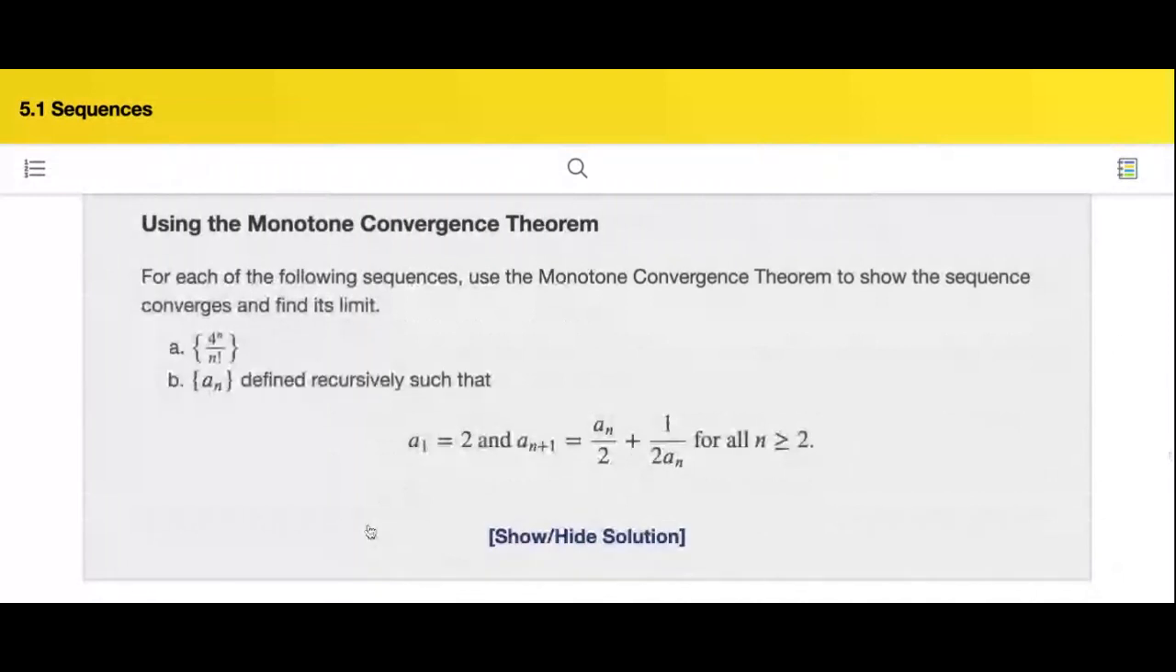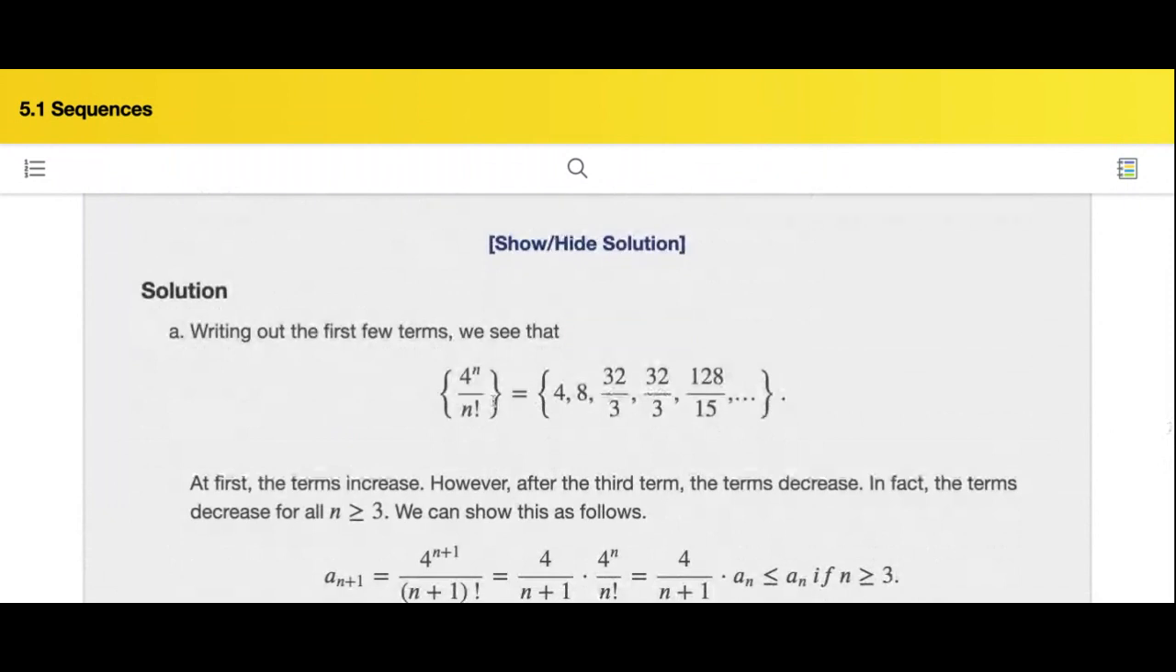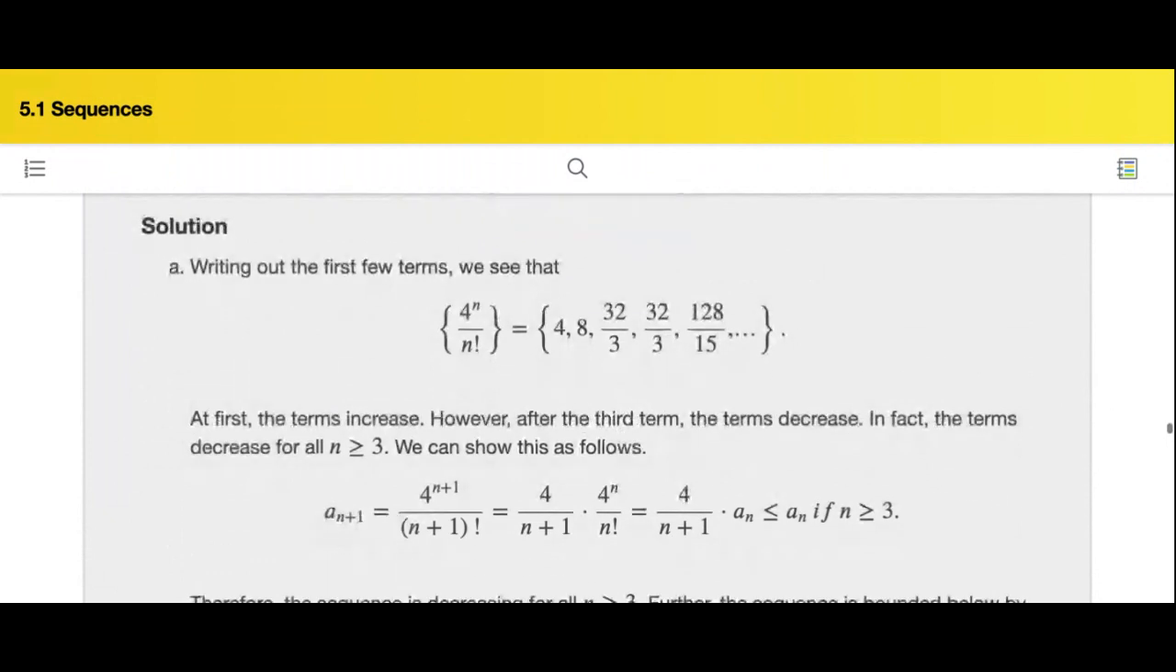So let's see an example using the monotone convergence theorem. A is a sequence with 4 raised to n in the numerator and n factorial in the denominator. We could write some terms to become intuitive. The first term will be 4, the second term will be 8, then the third term is 32 over 3, and the fourth term is also 32 over 3, because 4 divided by 4 is 1. So on and so forth.